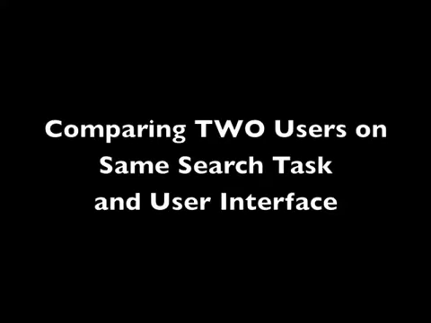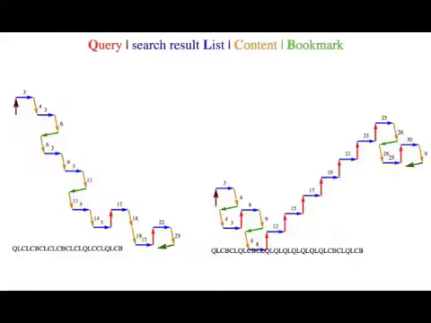Looking now at two users who perform the same search tasks using the same search interface, one can clearly see that these two users performed the task quite differently. They used quite different strategies. On the left-hand side, the user performed very few queries and focused on returning to search results and examining from their content pages. On the right side, that user issued many more queries, examined many more search results, and only few individual documents.